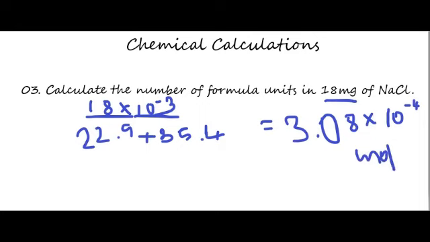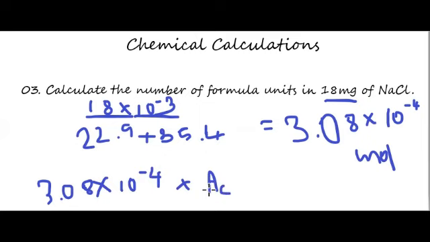Now how to calculate the number of formula units in NaCl? You multiply 3.08 into 10 to the power minus 4 by the Avogadro constant. I'm writing 6.02 into 10 to the power 23. You have to remember it. They might sometimes give it, but better to remember.